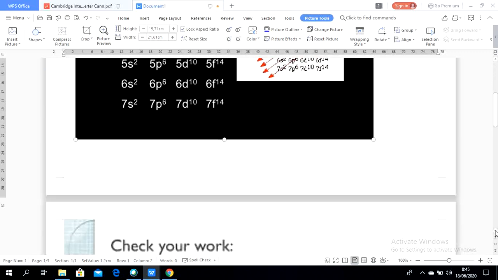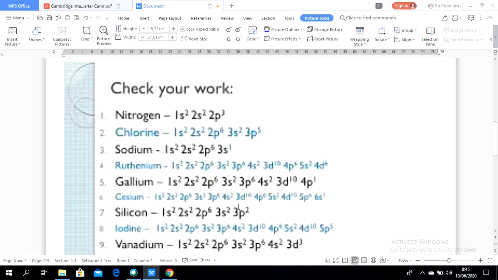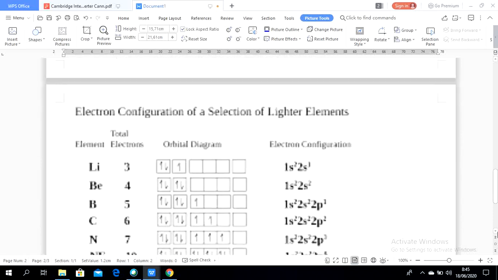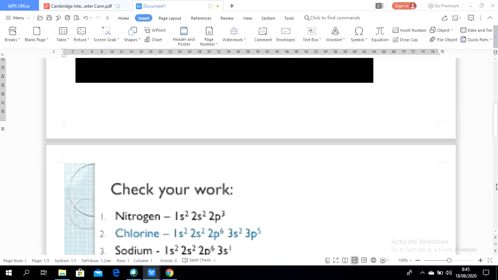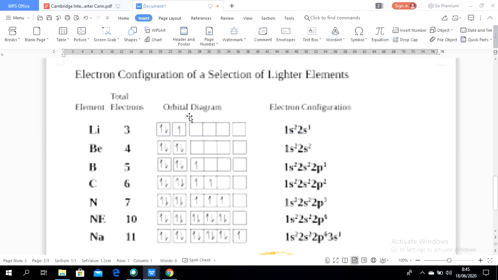Next, how do we put electrons? We write like this. Okay, how do we put electrons? Like this first. Lithium consists of 3 electrons. So this is 1s2, this is 2s2. So 1s2, 2s1, because the total is 3 electrons. So 2 plus 1, 3.